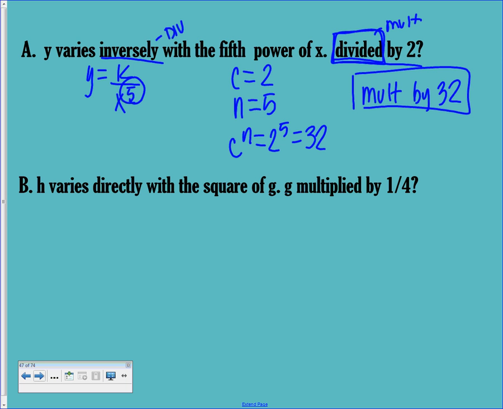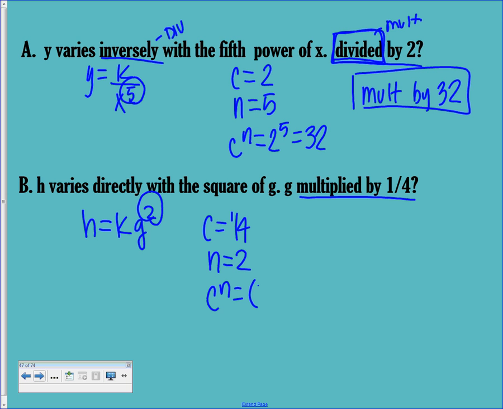So let's look at B. Suppose h varies directly with the square of g. So maybe I'll write that out again. h equals k g squared. And g is being multiplied by 1/4. My c is always my change, so I'm being multiplied by 1/4. My n is still my exponent, so that's 2. I need to find c to the n like the formula says. So 1/4 squared is 1/16. I have a direct relationship. Direct means my word is going to be multiplied. I'm still multiplied over here, so my answer will be multiplied by 1/16.